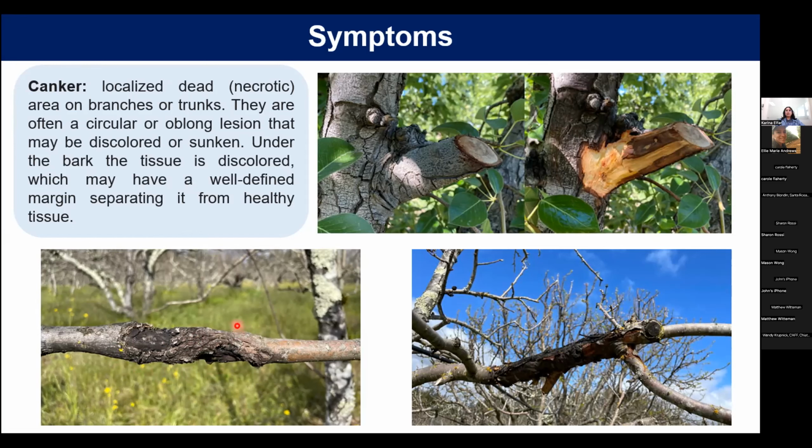And also under the bark, like here, there's a pruning wound that you can see, and after we peel and remove the bark, what you can see under the bark is all this necrotic tissue. Sometimes you can also see a well-defined margin that separates the healthy tissue, like here, from the tissue that is infected.